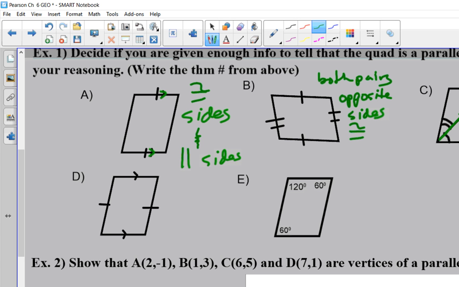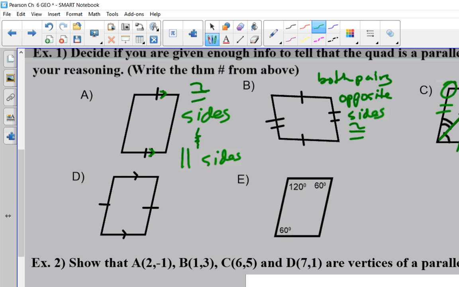All right. Then I could probably use some CPCTC to prove that this side's equal to that side, this side's equal to this side, and that these angles here are going to be congruent. But that I couldn't prove by one of the theorems that we had.